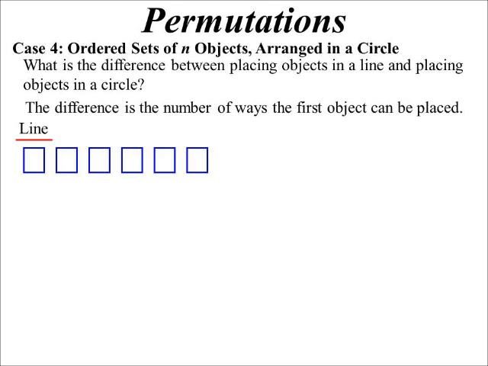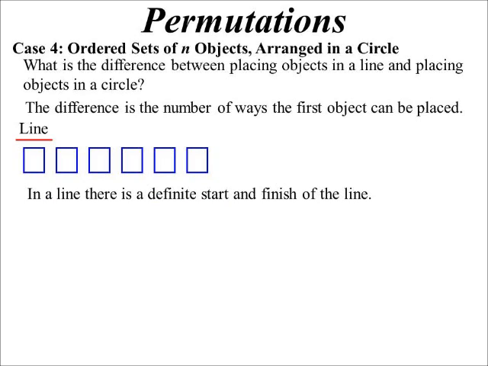Because when we have a line, say I'm going to arrange 6 objects, how many ways can I place that first object? Well, there's 6. That's because there's a start and a finish of a line, so I can define each spot. I can say that's the first spot, that's the second spot, and so on down to the 6th spot. So there's 6 ways I could do it in a line.